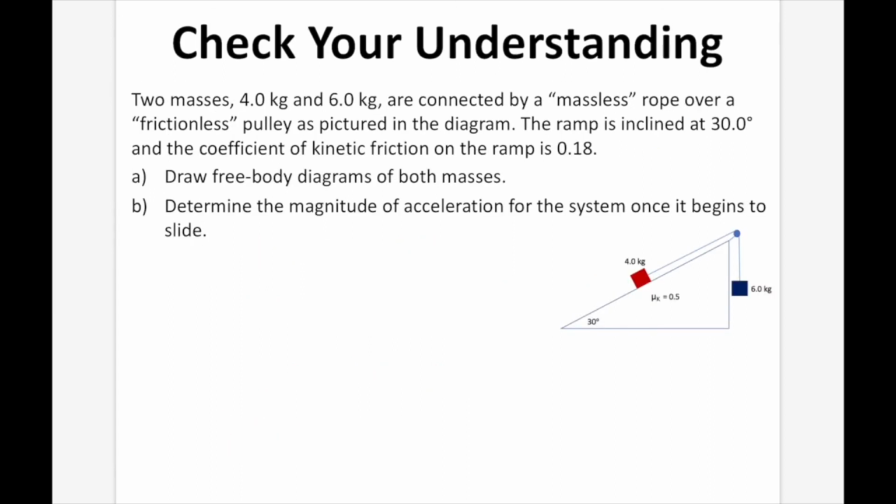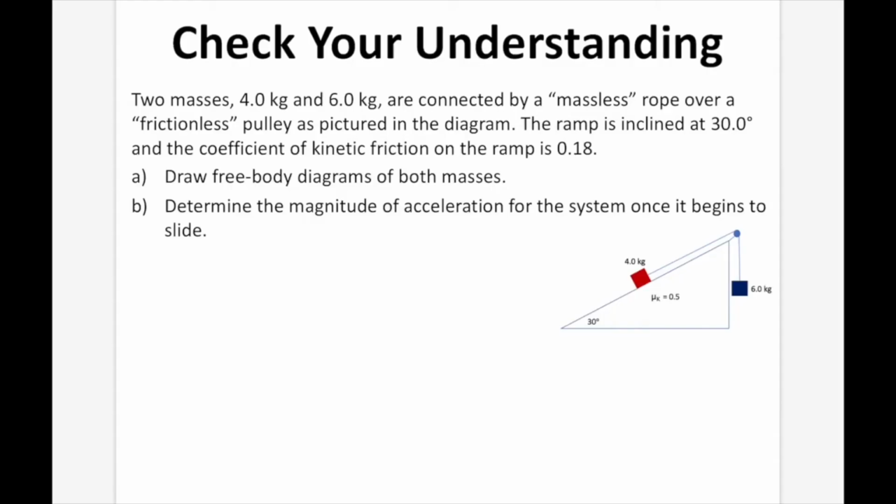Check your understanding. 2 masses, 4 and 6 kilograms, are connected by a massless rope over a frictionless pulley as pictured in the diagram. The ramp is inclined 30 degrees, and the coefficient of kinetic friction on the ramp is 0.18. A. Draw a free body diagram of both masses. And B. Determine the magnitude of the acceleration for the system once it begins to slide. So I'd like you to pause the video and answer these 2 questions.